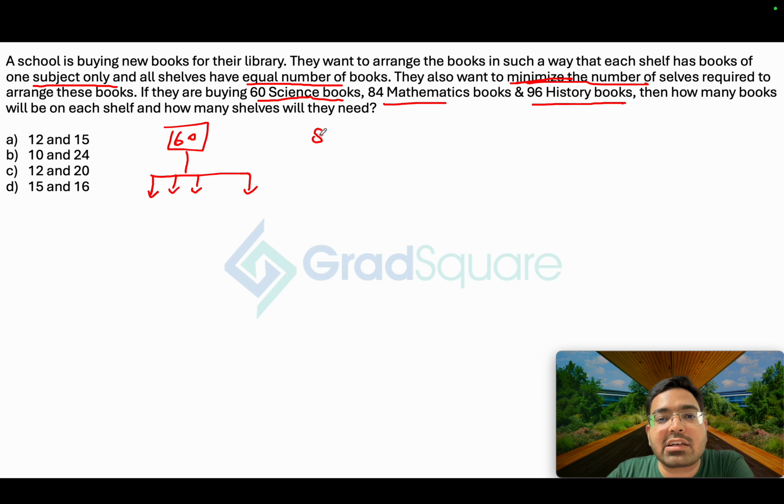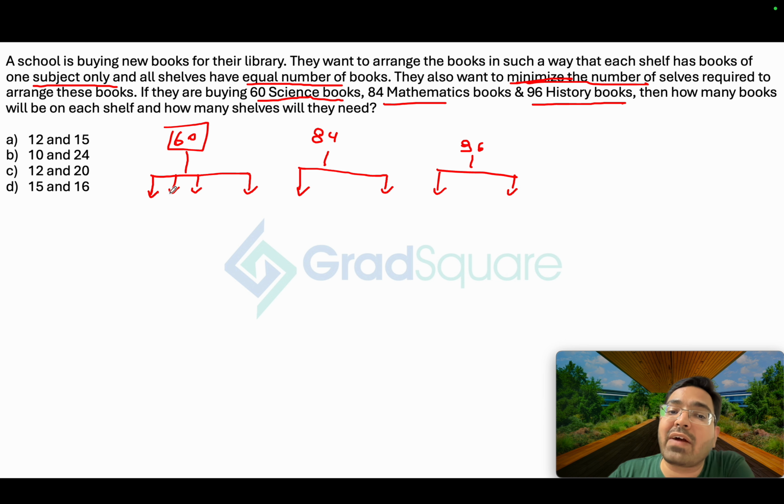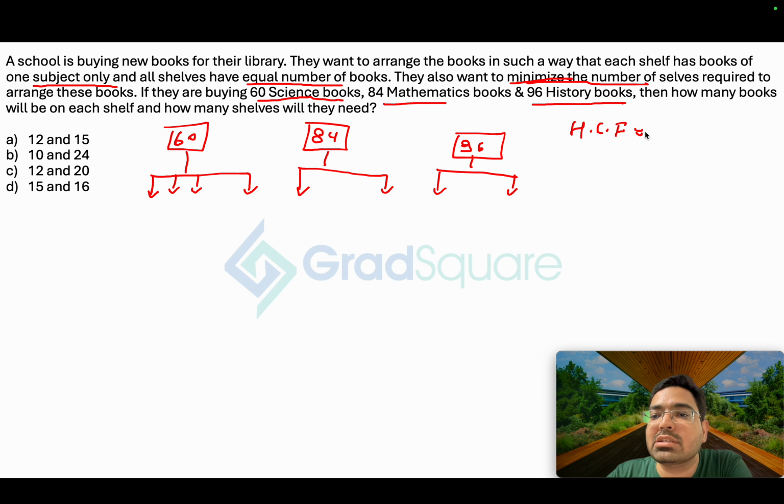Then what will be the factors of 84? Factors of 84 will be nothing but 1, 2, 3, 4. All of those will be the factors of 84. And the same way 96 will have factors like 1, 2, 3 and all the way up to 96, right? I am looking at the highest factor which is present in all three numbers, right? So that is technically nothing but the highest common factor of the numbers 60, 84 and 96. If you look at 60, 84 and 96, the highest common factor will turn out to be 12. So each shelf will contain 12 books.